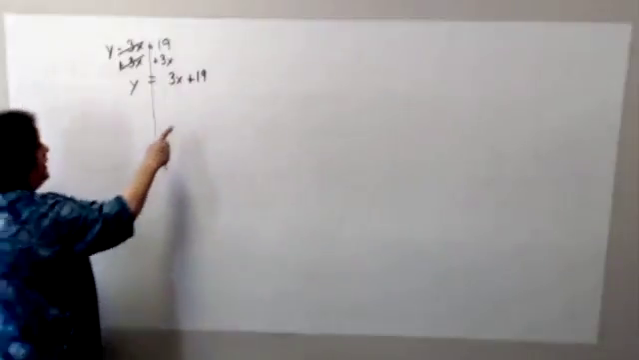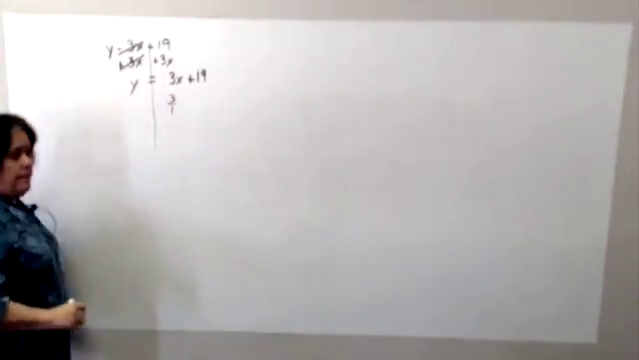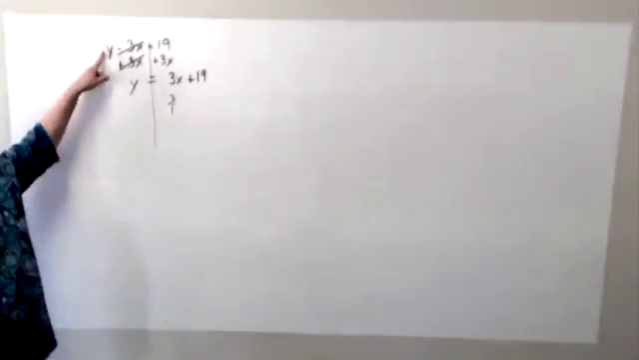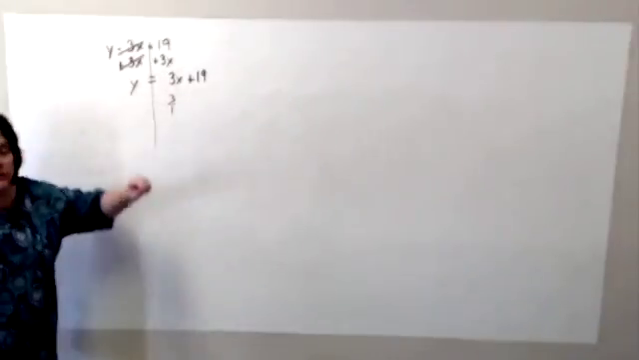Now, I can graph this. My y-intercept is positive 19 and my slope is 3 over 1. I can graph it. I can't graph an equation when it's written like this. But now that I have put it in slope-intercept form, I can tell you what the slope is and I can tell you what the y-intercept is.